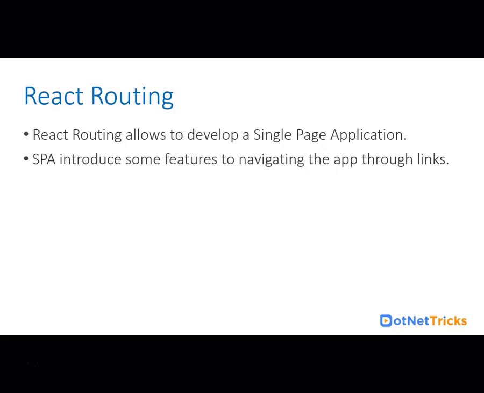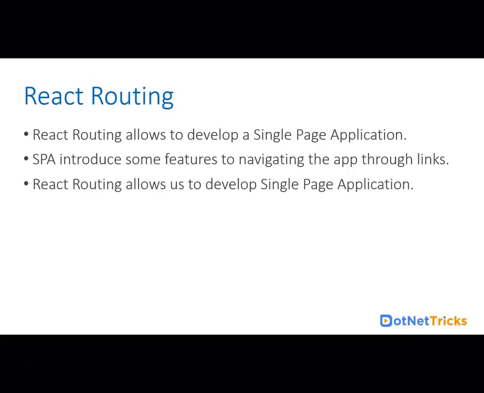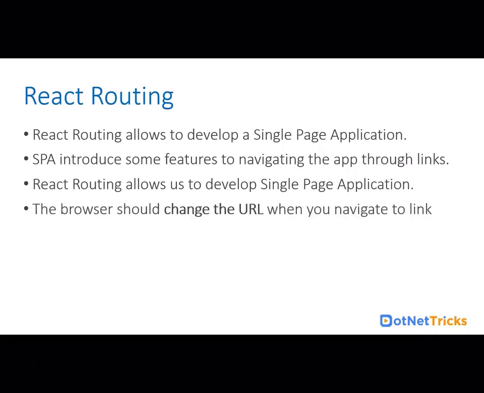Single page applications introduce some features where we navigate through actions such as clicking a link, but at the same moment the page will not re-render again and again. Only the contents will be partially viewed on the same page, for a home link or a home route as well. React routing allows us to develop such single page applications where the browser changes the URL when you navigate or click over a link, but the page will not reload again.